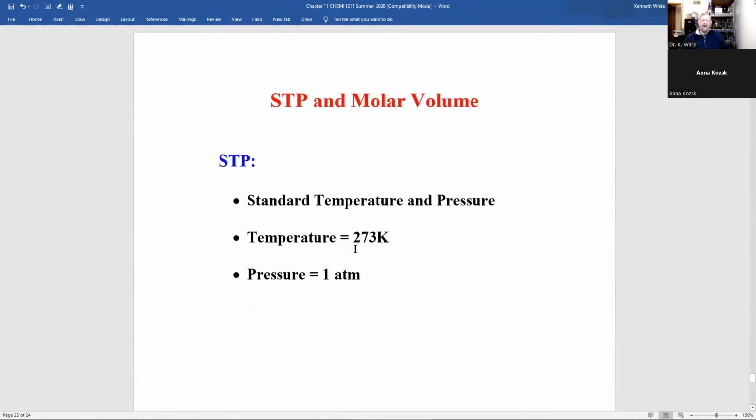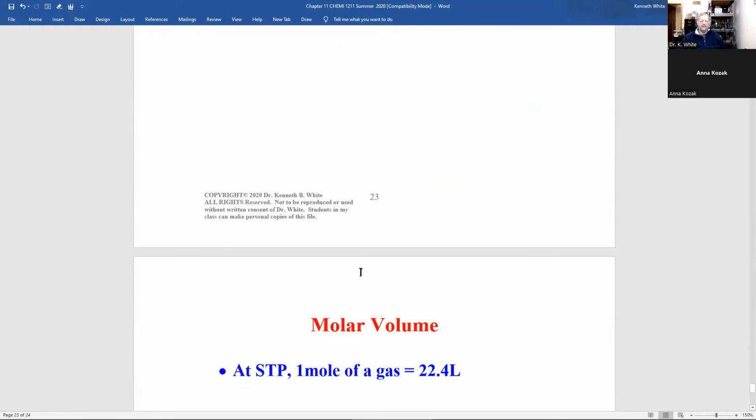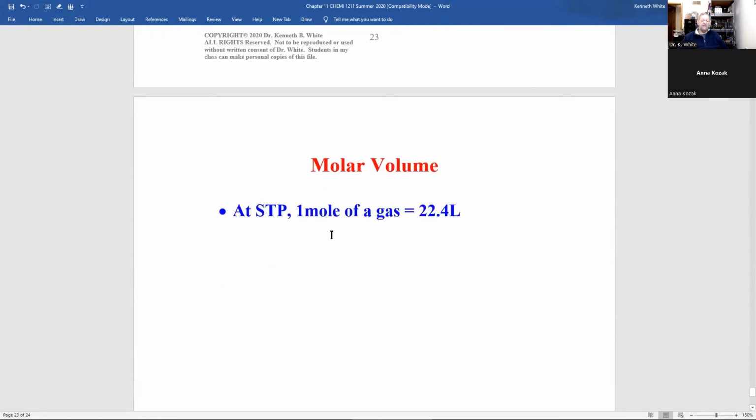Now, switch is still off. There's an interesting concept in chemistry called STP, and that's standard temperature and pressure. And that temperature is 273, roughly, I think 0 degrees C, and 1 atmosphere. And at STP, switch is still off, 1 mole of a gas equals 22.4 liters.